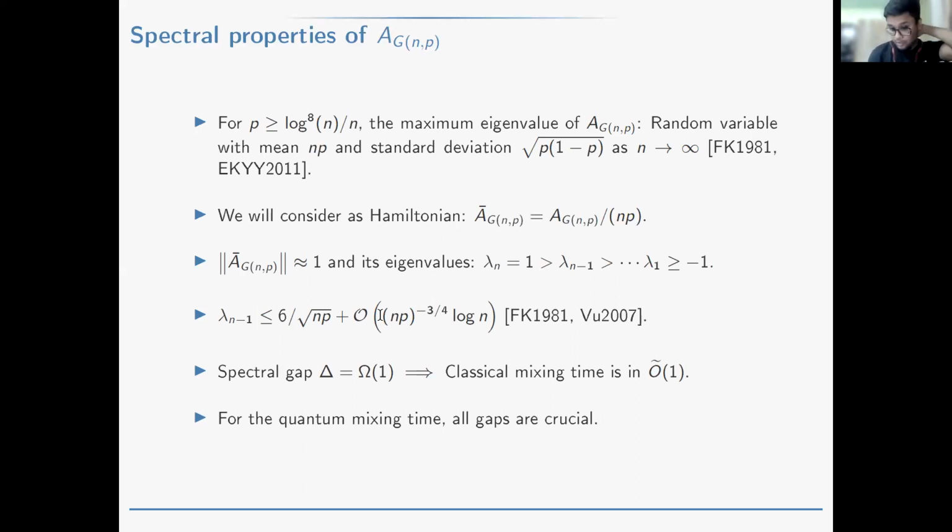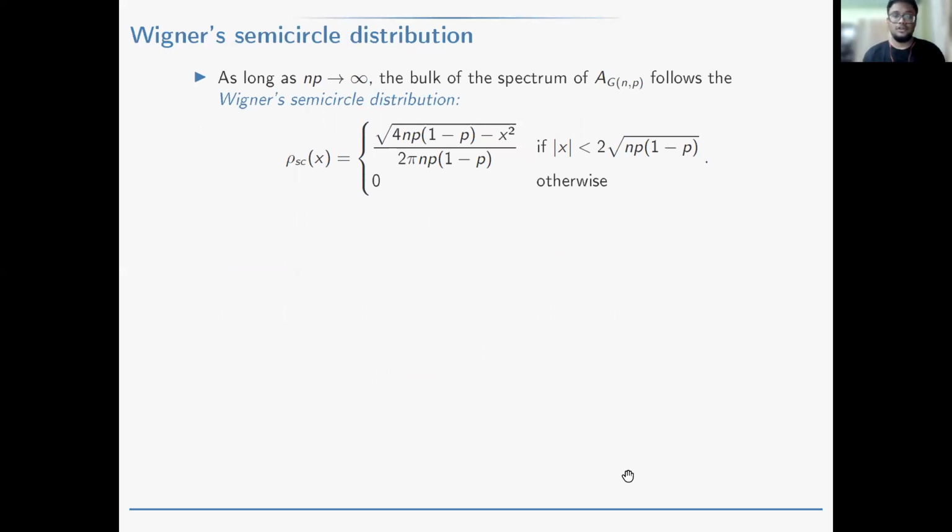But remember that for the quantum mixing time, all gaps are crucial. So we need information about all eigenvalue gaps, in fact all eigenvalues, and not just the spectral gap. For that, we need to look at the bulk of the spectrum of the adjacency matrices of these Erdös-Renyi random graphs. For the bulk of the spectrum, we have the so-called Wigner semicircle law. It is well known that the bulk of the spectrum of A_G(n,p), in the limit where NP goes to infinity, converges to a semicircle distribution with a certain radius.